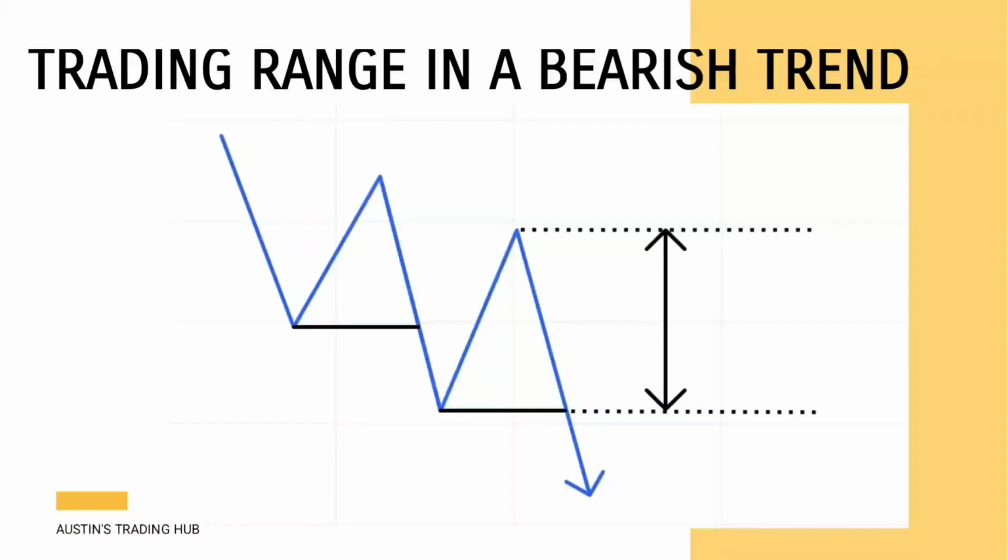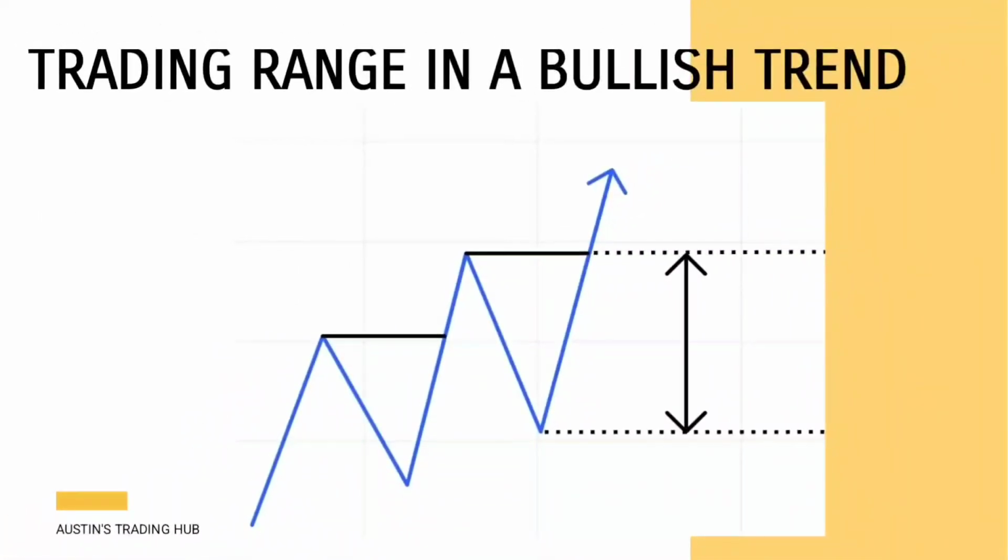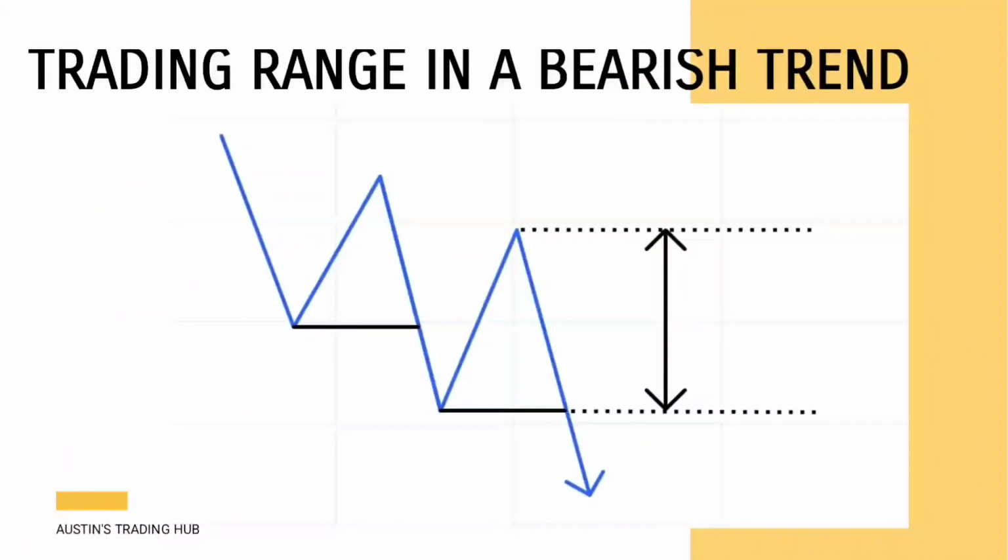So if we could say it that way for bearish, we could also say it for bullish, where we would say that the trading range is the space between the break of structure and the previous higher low for a bullish trend.